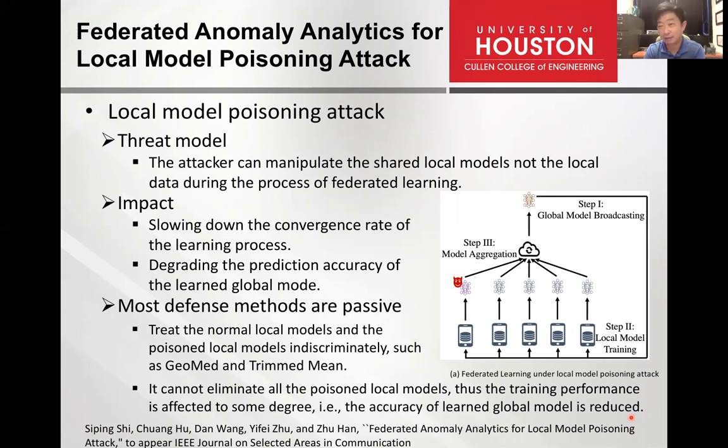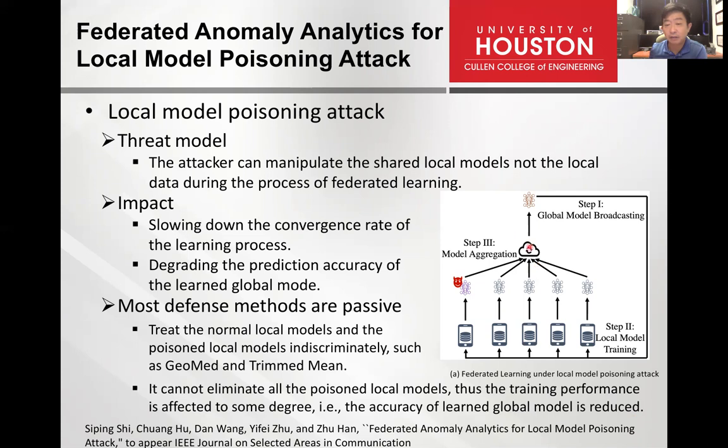And the most existing defense methods are passive. They treat the normal local data and the poisoned local data indiscriminately, such as those two methods. They cannot eliminate all the poisoned local models. The training performance is affected to a certain degree, and the accuracy of the learning model is reduced.